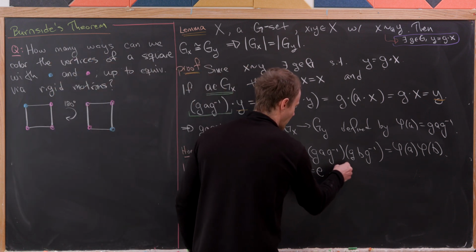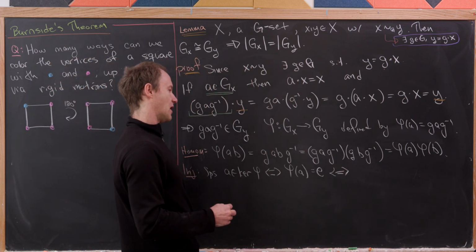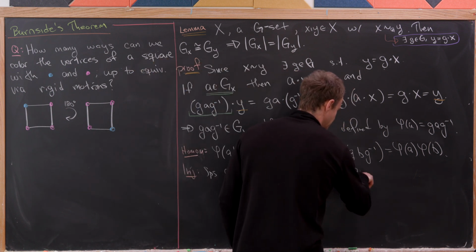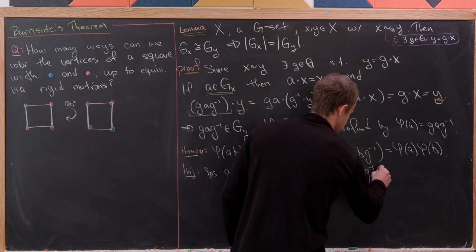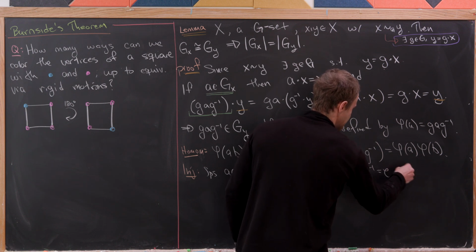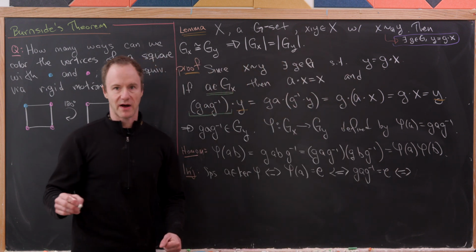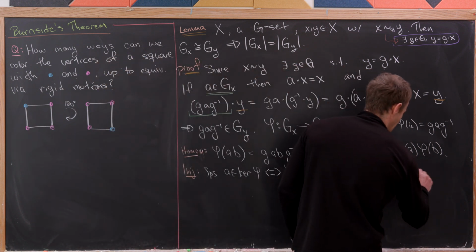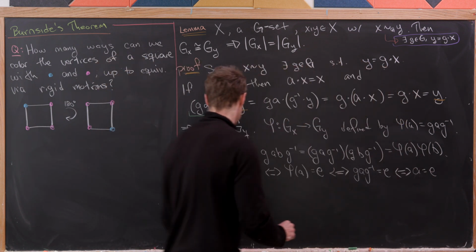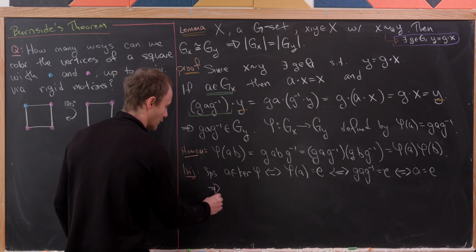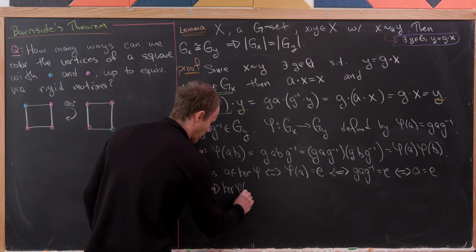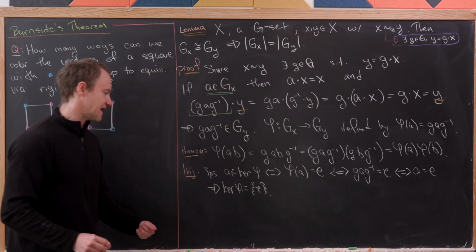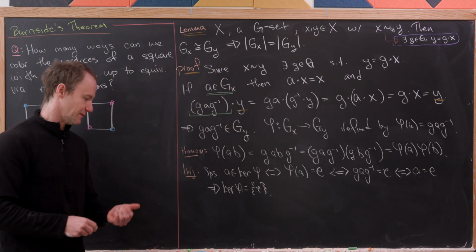But then by the way that we have defined our homomorphism, that's the same as saying GAG inverse is equal to the identity. But just by left and right multiplying by G and G inverse appropriately, we're going to get that A is equal to the identity. But that means that what we have shown is that the kernel of phi is simply the identity, which is equivalent to it being injective.